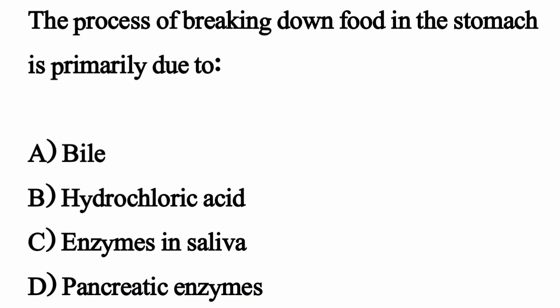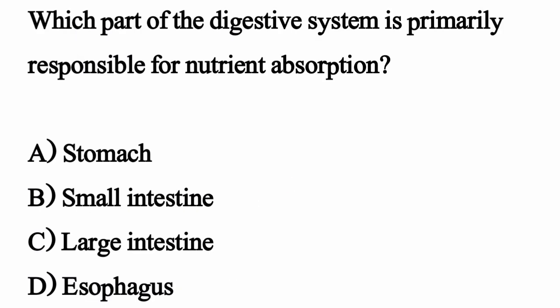The process of breaking down food in the stomach is primarily due to. The correct option is option B, hydrochloric acid. Which part of the digestive system is primarily responsible for nutrient absorption? The correct option is option B, small intestine.